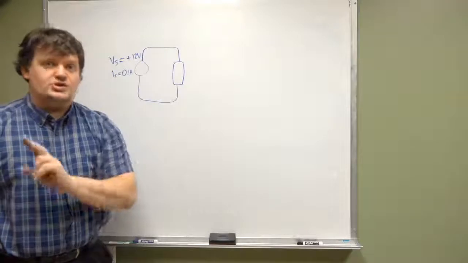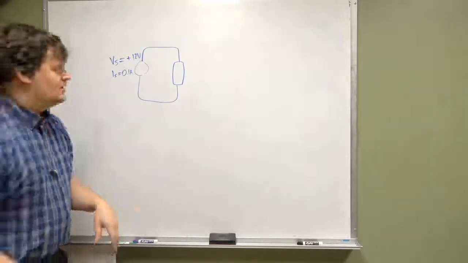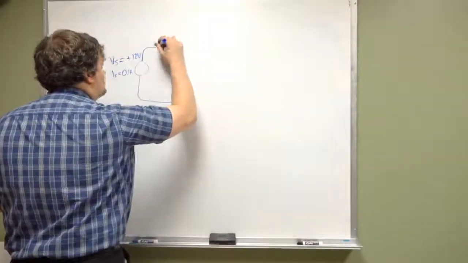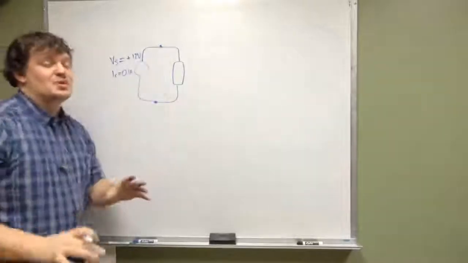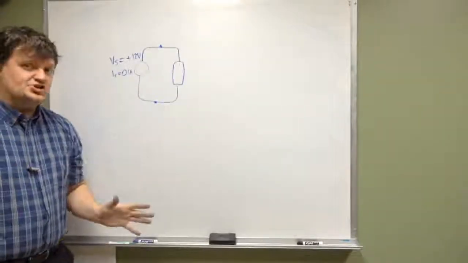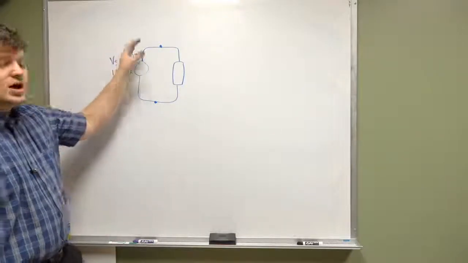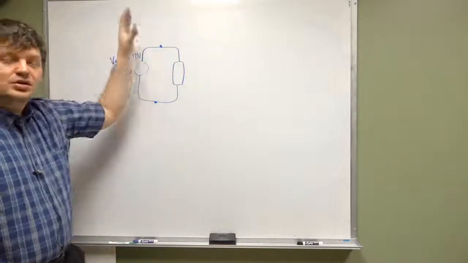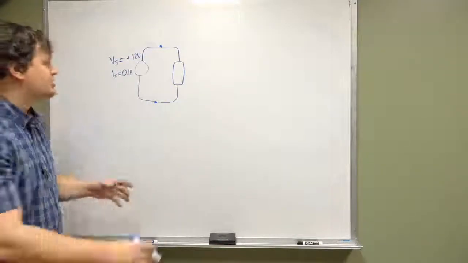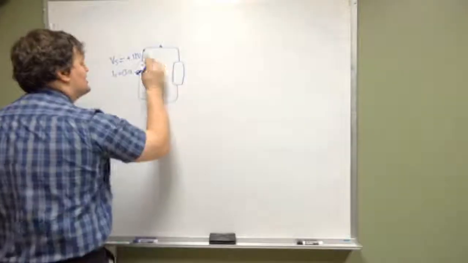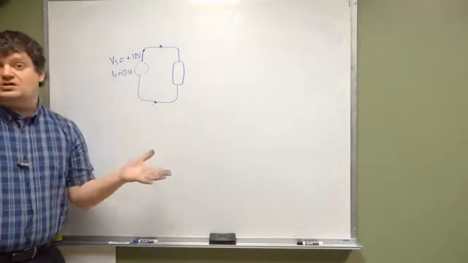KCL requires nodes. Before we do anything, we're going to establish where we want our nodes to be and where we want our loops to be. Now, I'm going to put a node here. Remember, a node is any section of wire that doesn't have an electrical component on it. As long as I can draw a straight line of wire without going through a component, we can call it a node. So if I were to put a node here, this node and this node are the same. Now I can make them different nodes if I want to. That's not going to hurt anything.